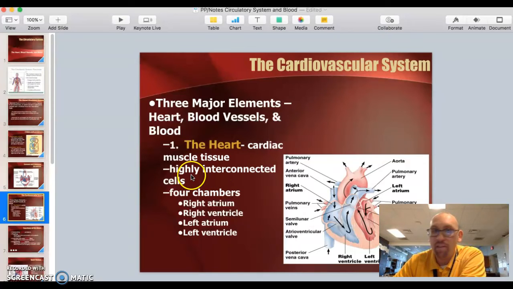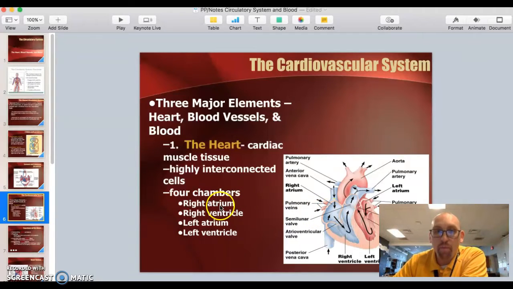It's very highly interconnected, very strong. It is the muscle in your body that legitimately, from the time you were born, even before you're born, pumps or works 24 hours a day, 7 days a week, your entire life, pumping blood to get oxygen to your cells and remove waste. There are four chambers.